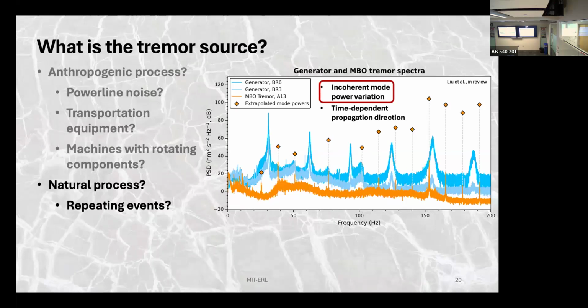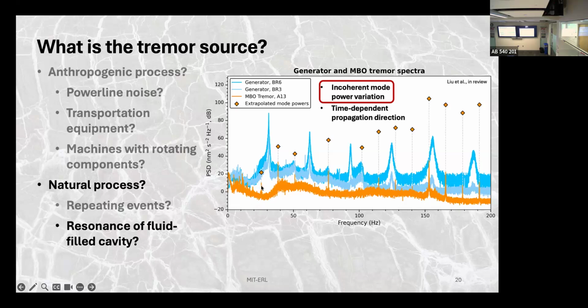And secondly, the repeating event mechanism can't explain the incoherent mode power variation that we observe, because again, the repeating source is by definition repeating. So the mode powers should vary coherently. And that leaves us with only one option. That is, the tremors are generated by the resonance of a fluid-filled cavity in the subsurface.